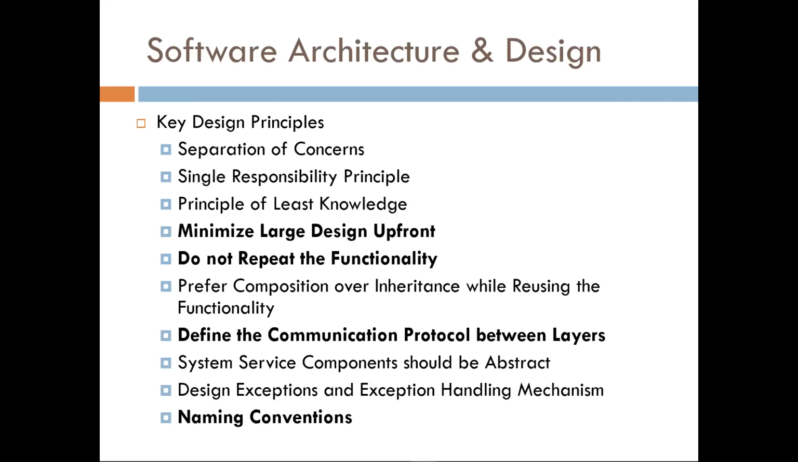Here are the key principles of software architecture design listed on this slide. I'm only going to describe a few at this time, which are highlighted in bold. First, minimize large design upfront if the requirements of an application are unclear. If there is a possibility of modifying requirements, then avoid making a large design for the whole system. Second, it specifies that functionality of the components should not be repeated, and hence a piece of code should be implemented in one component only.